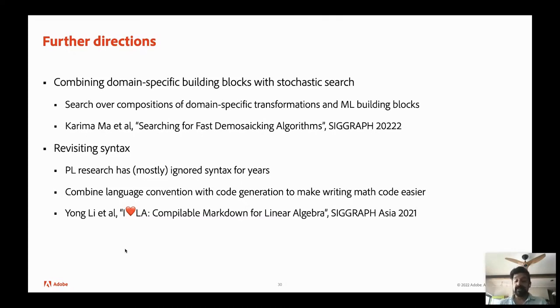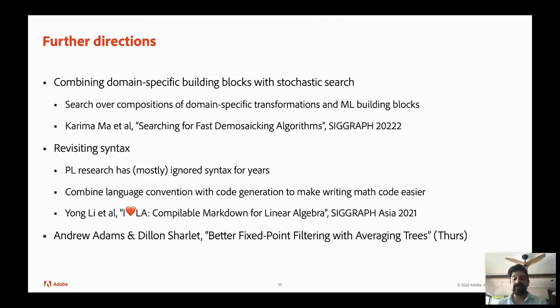And lastly, I want to give encouragement to take a look at a paper later on in HPG on Thursday. Andrew will be presenting a paper on better fixed point filtering with averaging trees, which also throws compute at figuring out what the best averaging trees are for various algorithms. I think it's a really cool piece of work with really interesting results that everybody will enjoy.